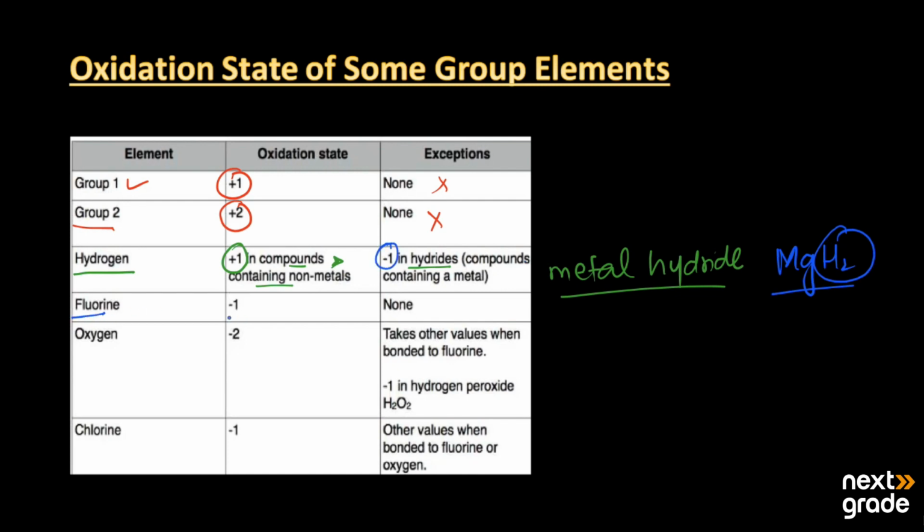Fluorine has a minus 1 charge, as do all the halogens, the group 7A elements. Oxygen carries a minus 2 charge all over, but when it forms hydrogen peroxide, its charge will be minus 1. So this is the exception for oxygen and hydrogen. Chlorine has a minus 1 charge. Its value may change when bonded to fluorine or oxygen, but all over it carries a minus 1 charge. So this was all about today's lecture.